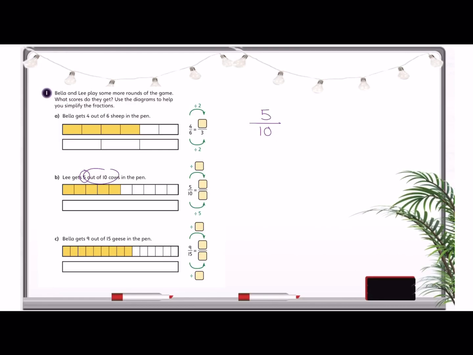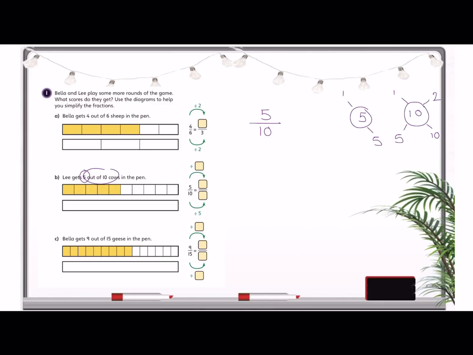And now again, we're going to try and find our highest common factor. So if we have a look at 5, we know we've got 1 and 5. It's a prime number, so there's no more. We can have a look at 10. We've got 1 and 10, 2 and 5. I'm going to stop here because already I know that 5's only got 2 options, and that's 1 and 5.